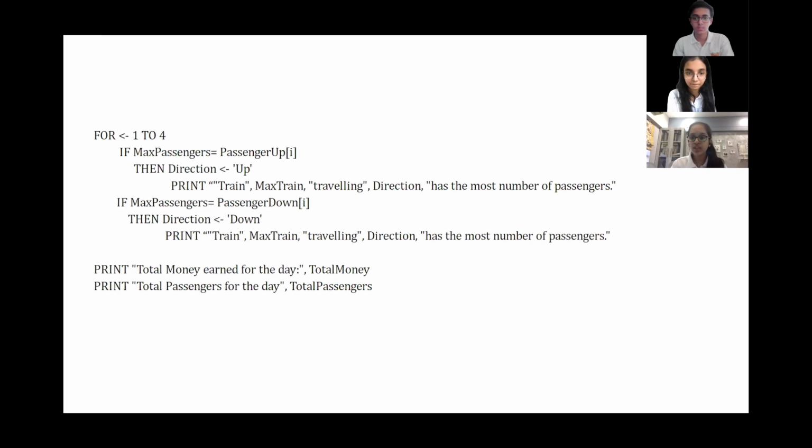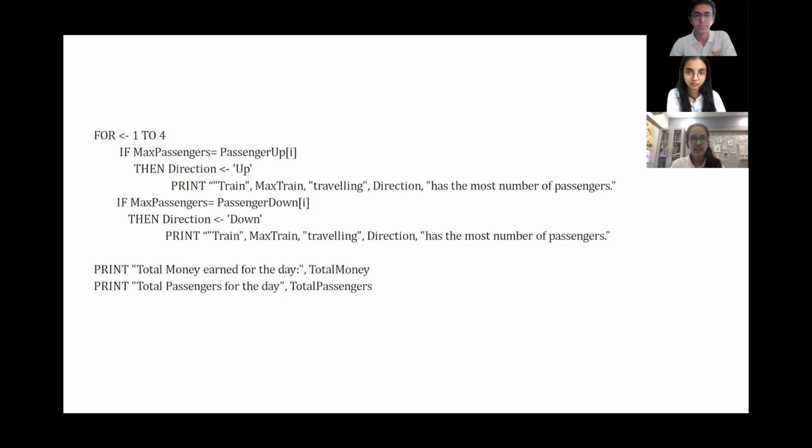However, we also need to check that there are other trains that have the same number of passengers as the max passenger variable. So the for loop is used to check whether the passengers up for the departure trains are equal to the max passenger variable. If the condition is true, then the direction for the train is printed, and the train number is printed with the number of passengers. This is also verified for the passenger down array.